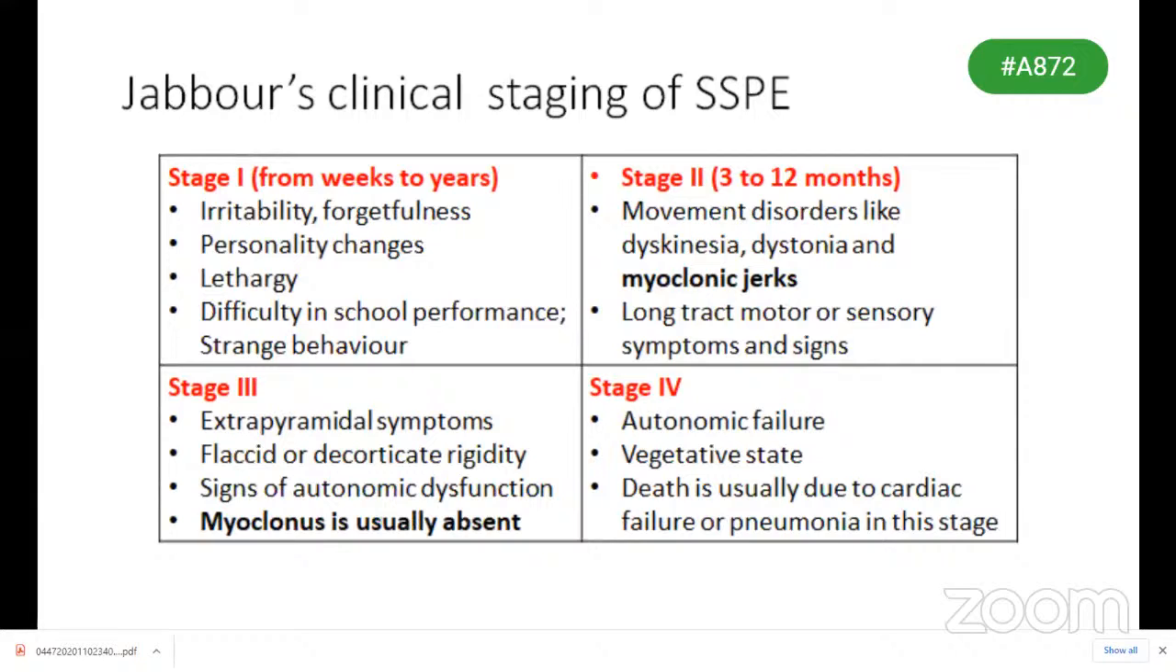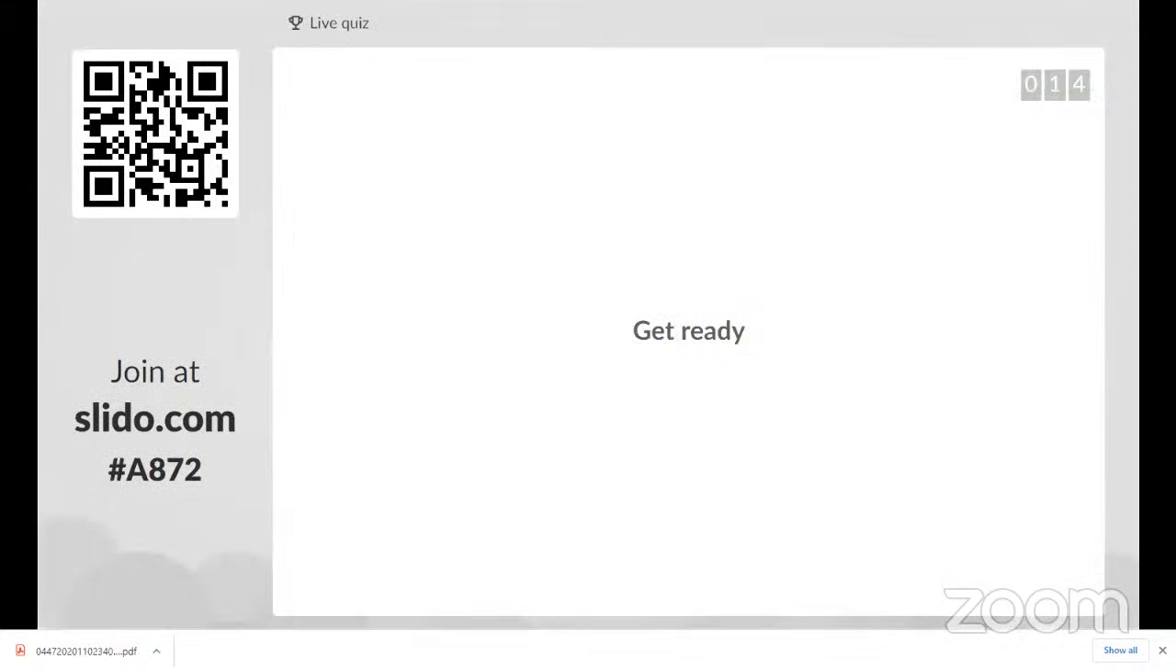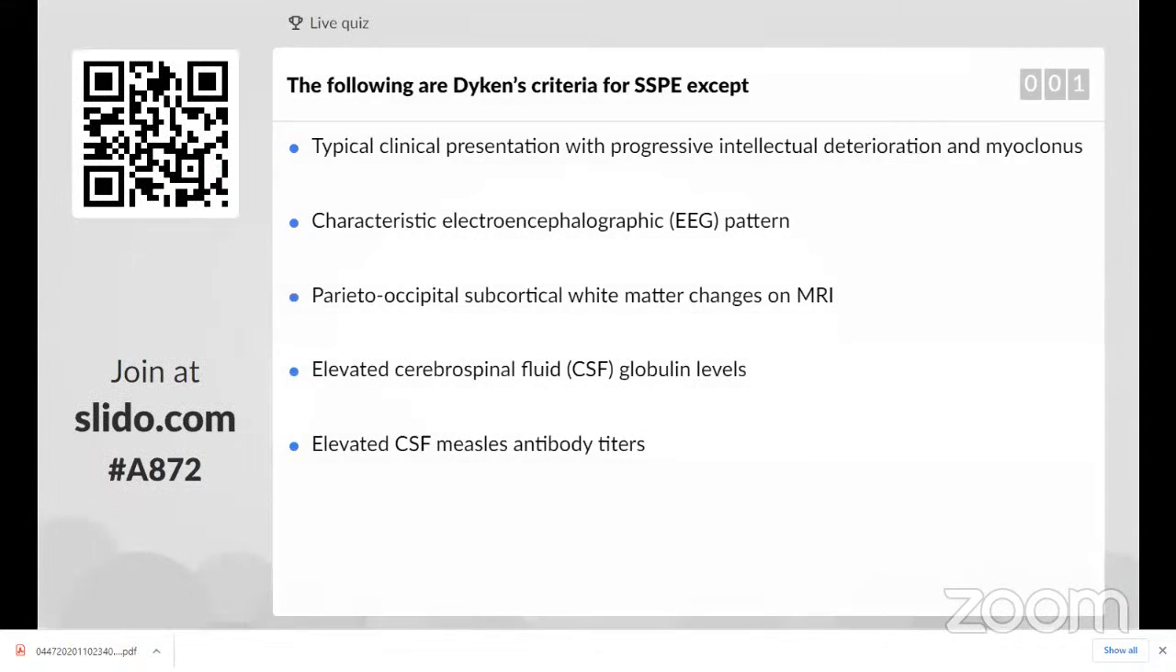So myoclonus is typically seen in stage 2, which is the hallmark of SSPE. While in stage 3, myoclonus is usually absent. Okay. Going to the next question on SSPE.